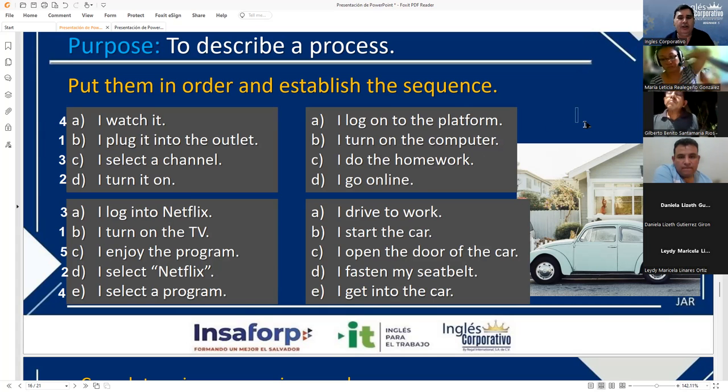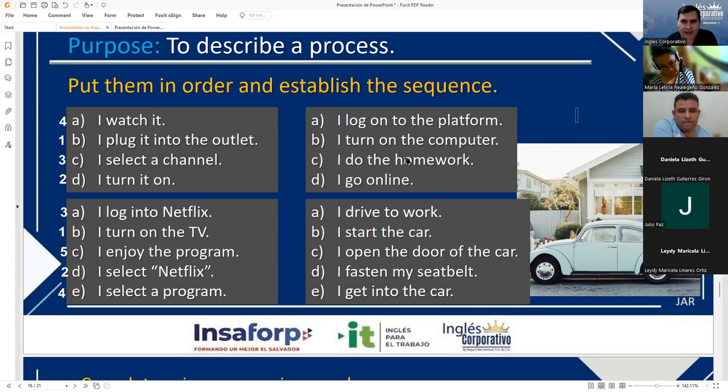To do the homework online. What's the first? I turn on the computer. Second.